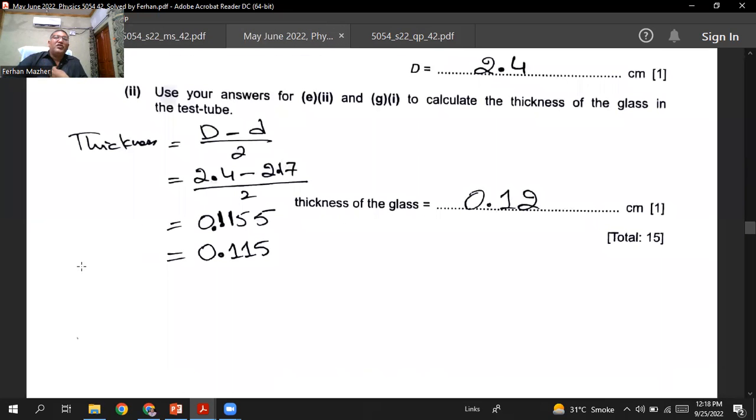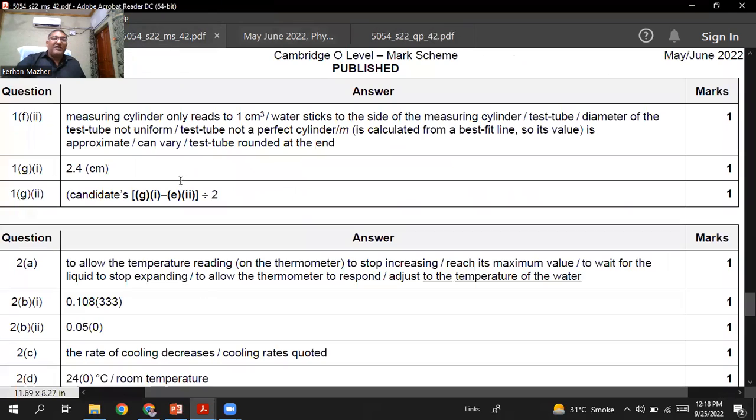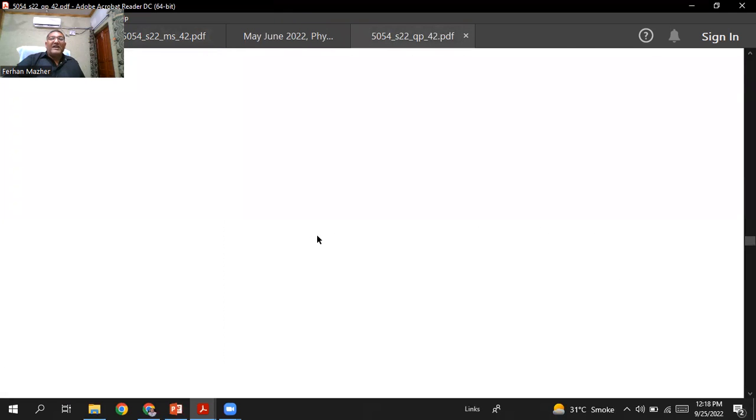Then they say use your answer for E second part and G first part to calculate the thickness of the glass. The thickness of the glass will be the external diameter minus the internal diameter, and then you divide it by 2. So 2.4 minus 2.17 divided by 2 will be 0.115. We rounded it off, so it will be 0.12 centimeter. Our answer is right. So we are done with this question.